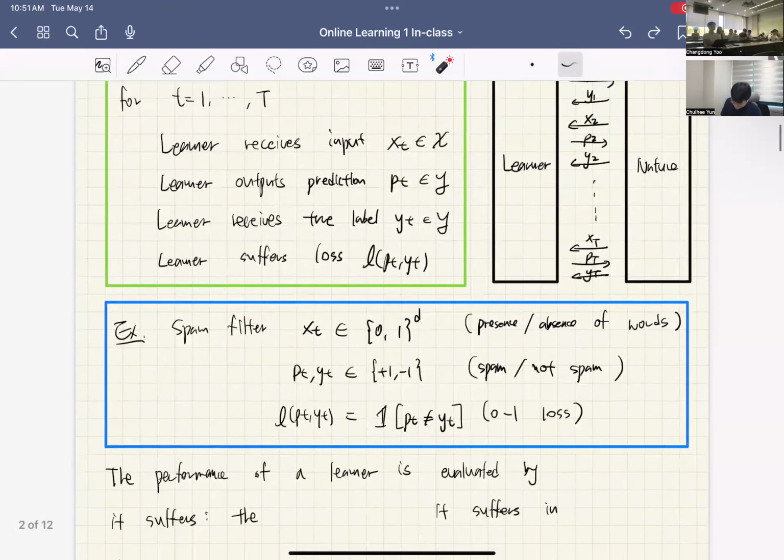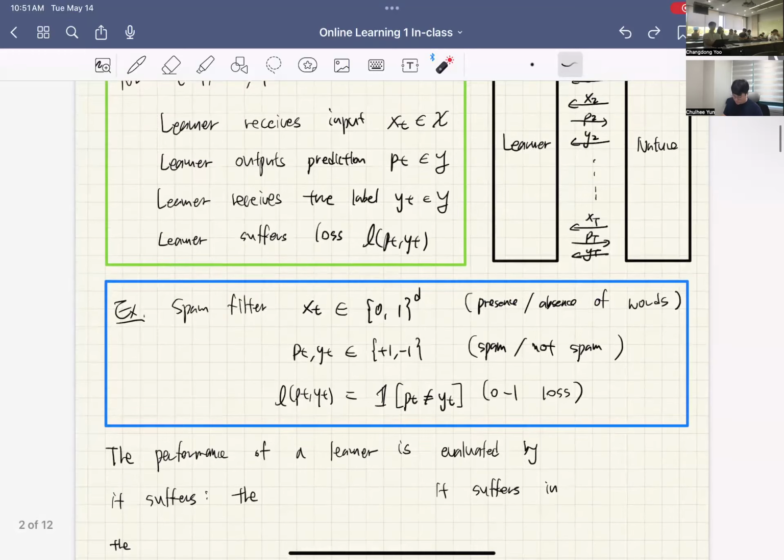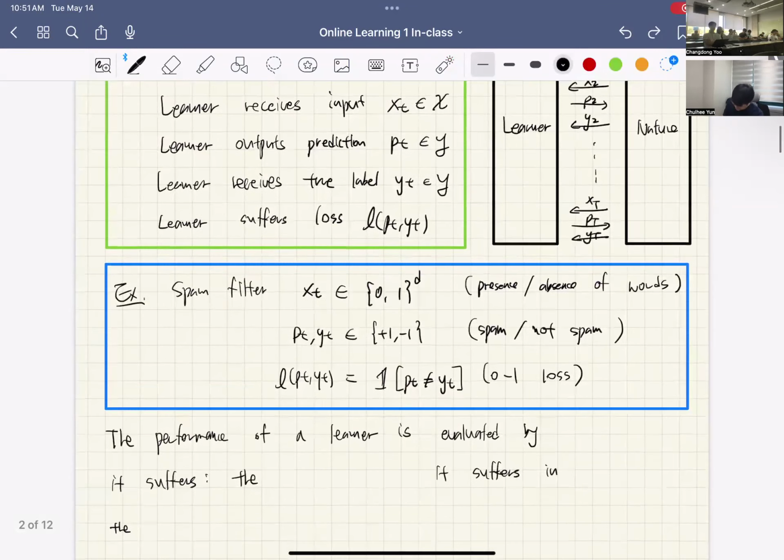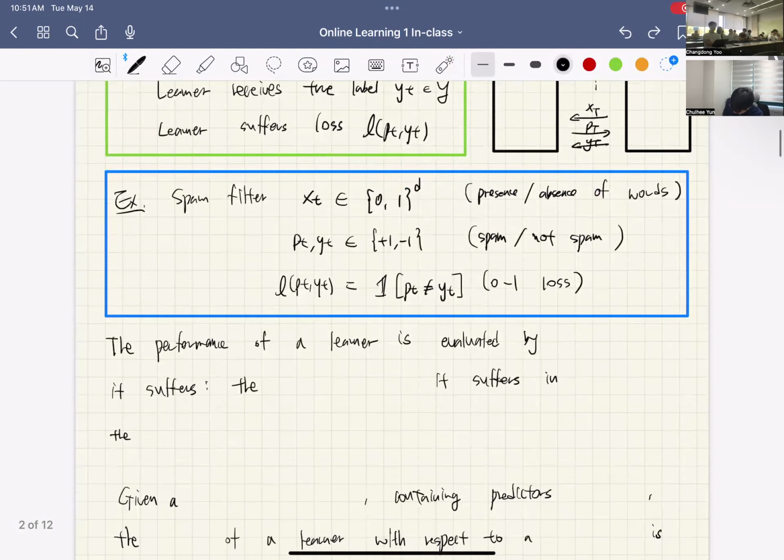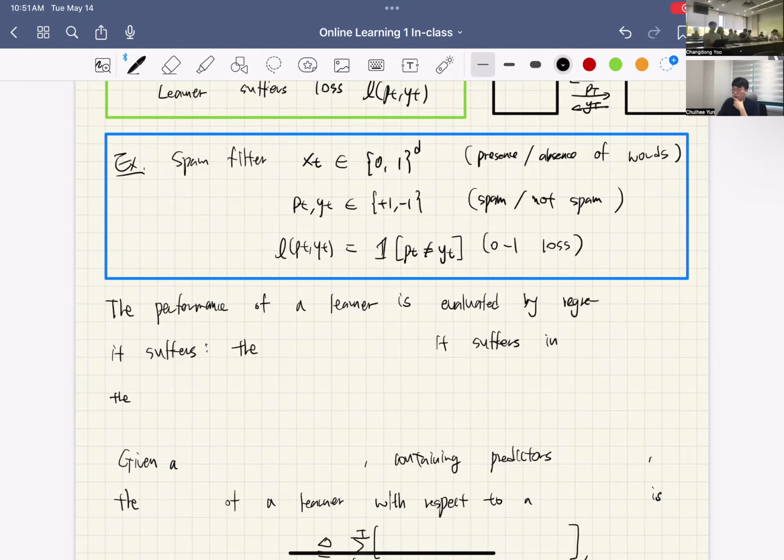Okay, so given this setup, the performance of a learner is evaluated by something called the regret. So this is a little different from the empirical risk or population risk that you might have talked about in the standard offline setting. The regret is this cumulative loss.